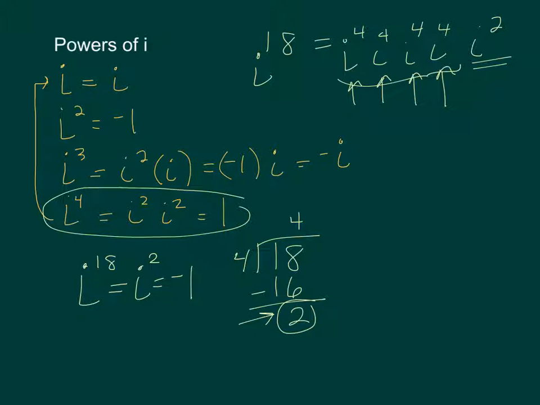So as another example, we could do i to the 23rd. So again, we're going to take 23 and we're going to divide by 4, which is 5, with a remainder of 3. So i to the 23rd is going to be the same as i cubed, which is -i.